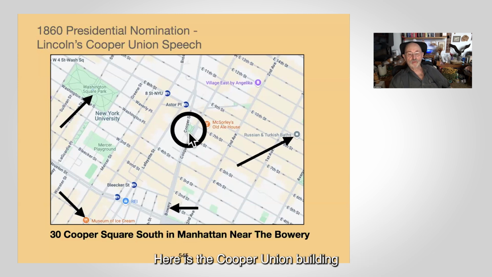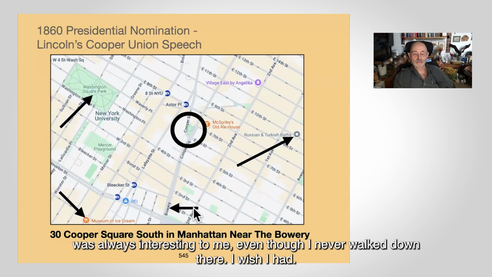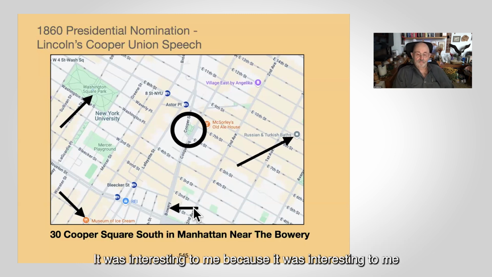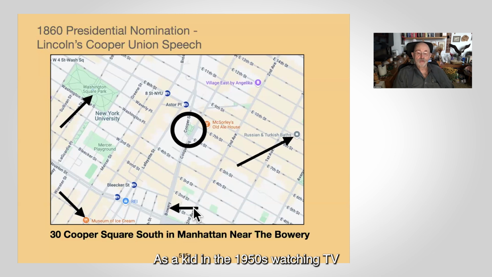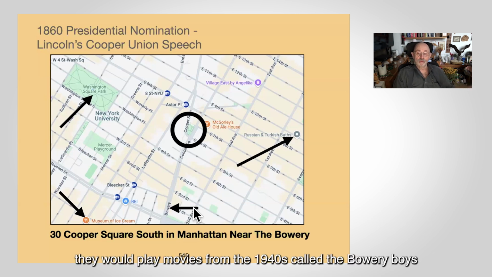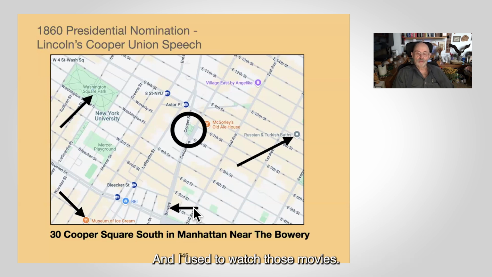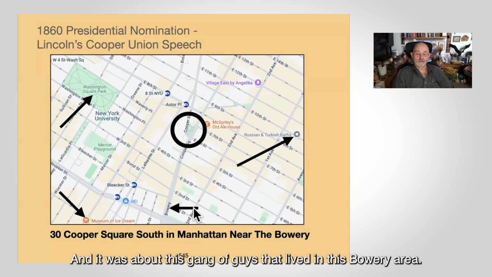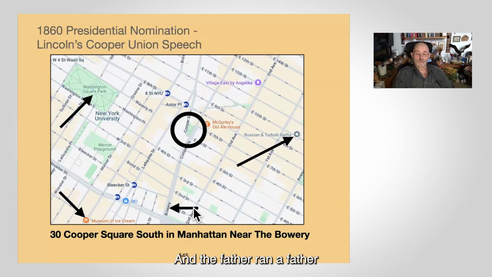Here is the Cooper Union building on Cooper Square, it's called. And here is the Russian and Turkish baths building. This Bowery was always interesting to me, even though I never walked down there. I wish I had. It was interesting because as a kid in the 1950s watching TV, they would play movies from the 1940s called The Bowery Boys. It was about this gang of guys that lived in this Bowery area, and the father ran a kind of a drugstore. Interesting little series, anyway. Anyway, this is the place where Lincoln made this famous Cooper Union speech.